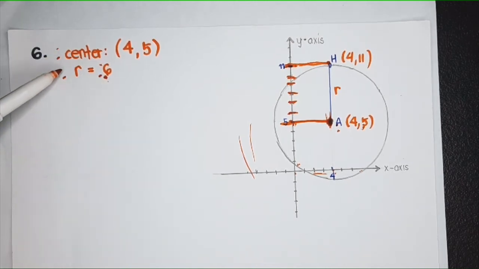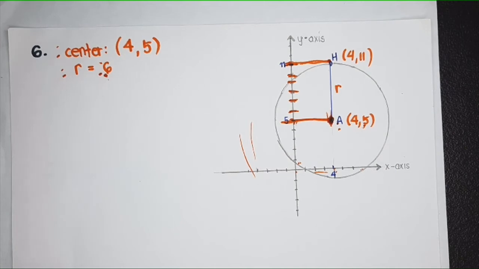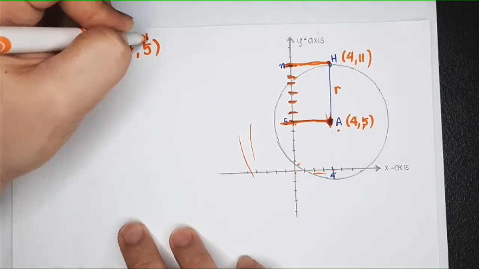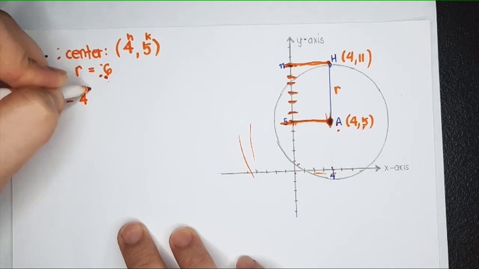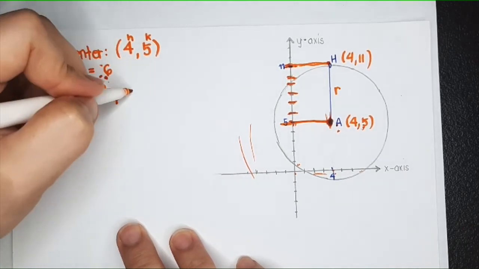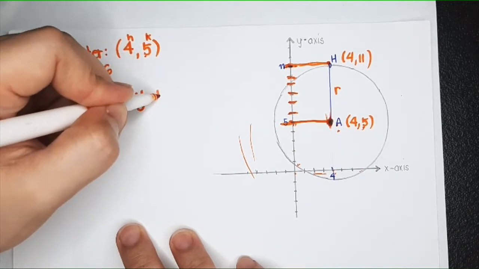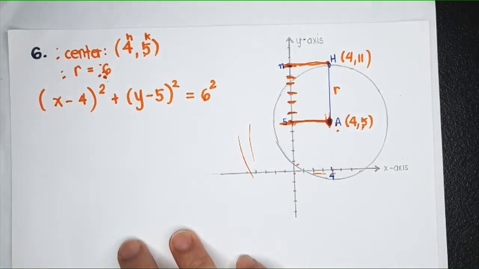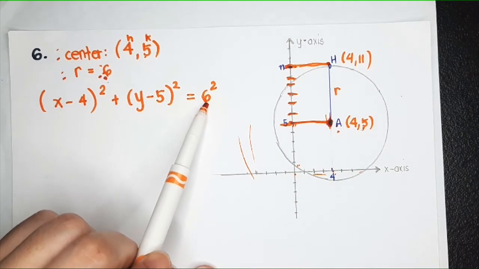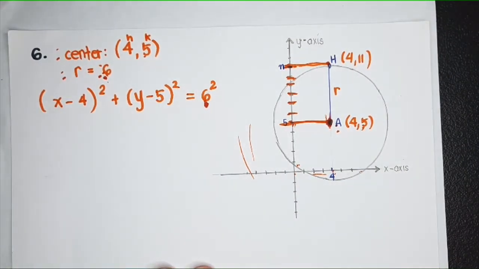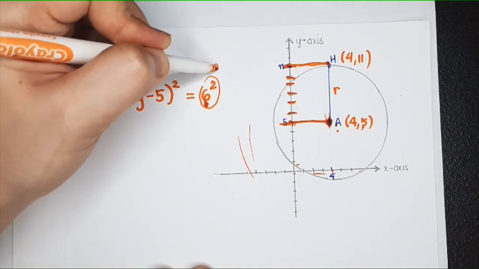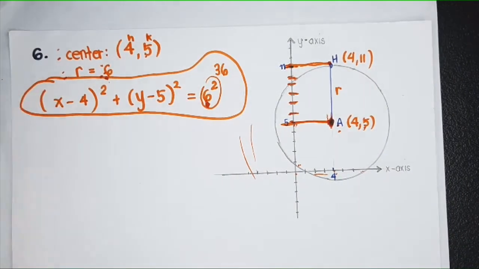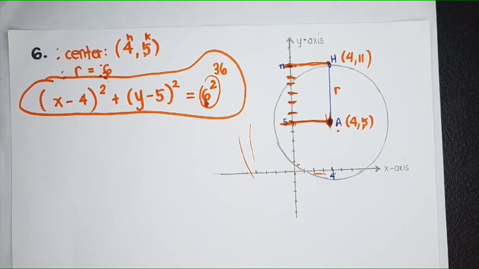Alright, so having the center and the radius, we can easily get the standard form of the equation of the circle. We have x minus, ito yung h, ito yung k. Right? So you have x minus 4 squared plus y minus k squared equals r squared. Okay? You may want to write this as 36. Okay? Because 6 squared is 36. Okay? Ito. Pwede nyo itong palitan ng 36. Okay? So, ito yung standard form. Right? Okay, let's get the general form.